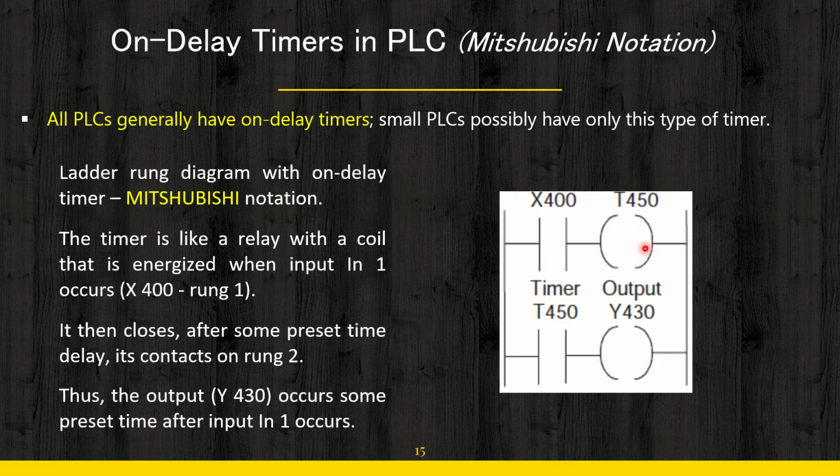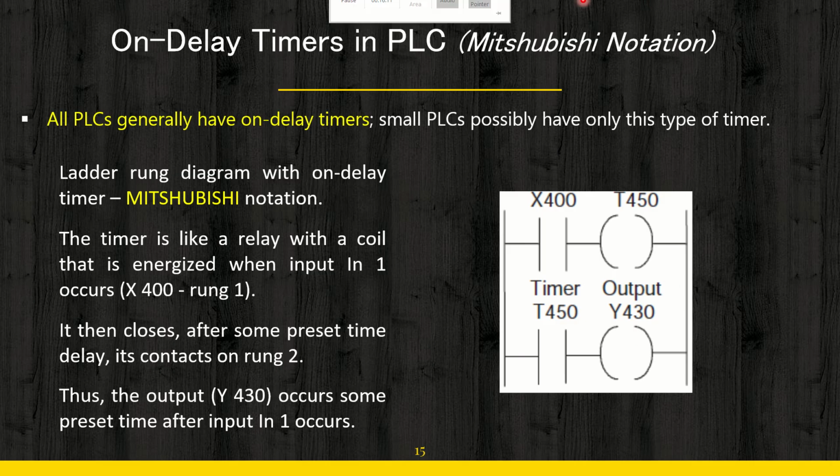Once the time delay is over, you can find the contact of the timer. The contact of the timer coil is present on the second rung. So whenever this timing delay is over, then this contact will become closed. Earlier this was open, now this will become closed, and you will get the output here. So this is the basic on delay timing operation when we are talking in terms of Mitsubishi notation.